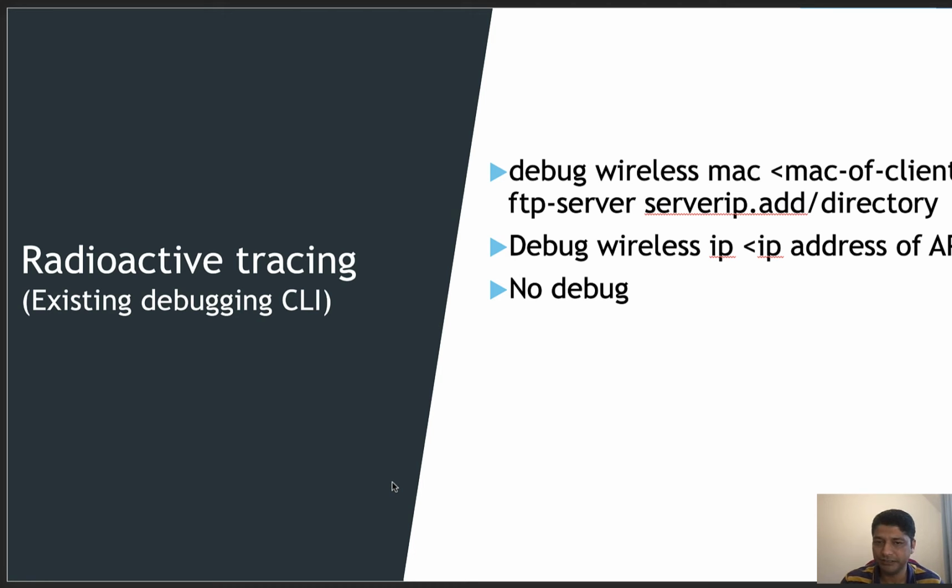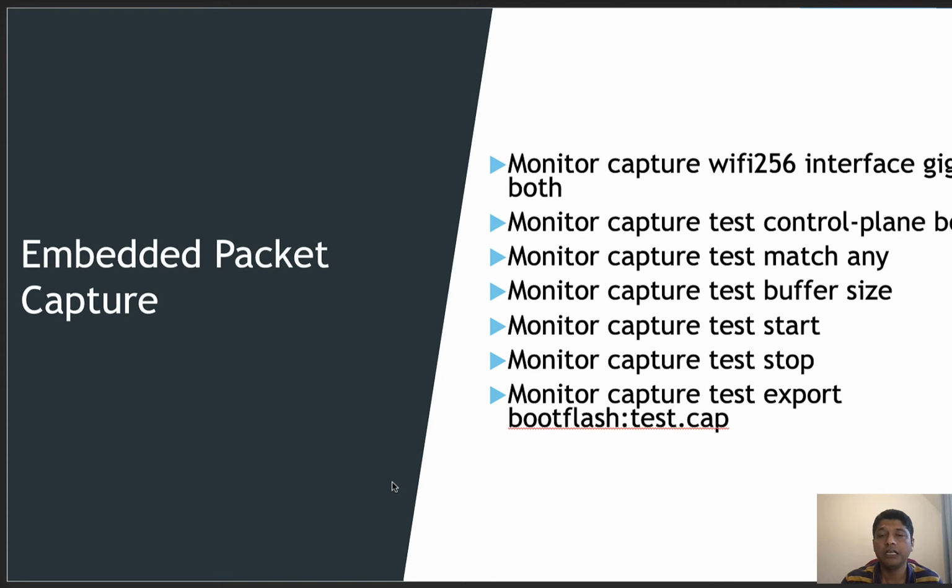IP is like the IP address of the access point or client. All right, and then other than tracing, you have the embedded packet capture feature in the C9800. So the packets which enter the controller and leave the controller are captured with the help of this feature. So you need to enable this feature.